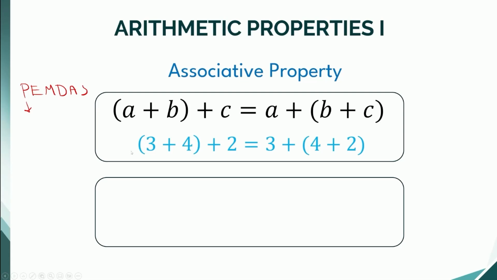For example, 3 plus 4 plus 2. If we do the 3 plus 4 first, we get 7 plus 2, which is 9. If you look on the right side, if we do 4 plus 2 first, that's 6, and add the 3, we also get 9. How cool is that? Now remember, addition and multiplication are connected to each other in a lot of ways. So the commutative property worked for both addition and multiplication. The same is true for the associative property. This also works for multiplication.